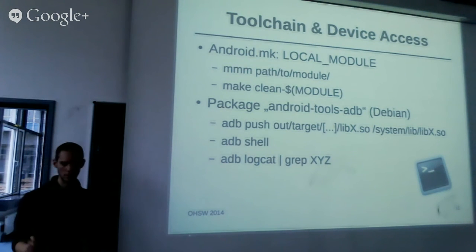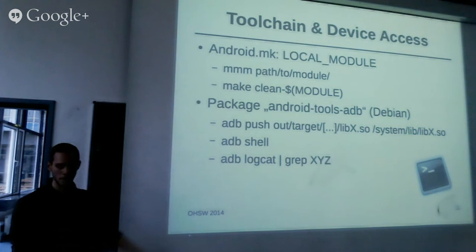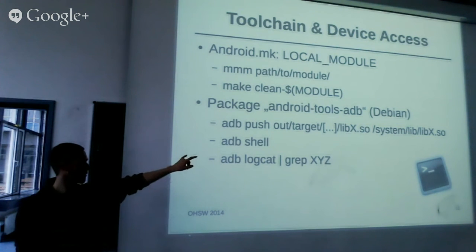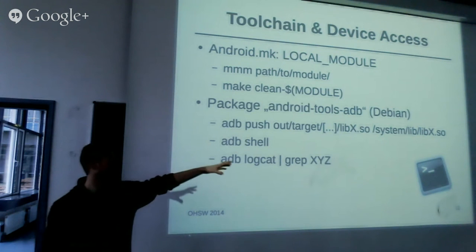Once you have successfully compiled one of the modules, you can then use the ADB tool, which, for example, in Debian is available in the package android-tools-adb. You can just install it. Then you can connect your PC and your phone with a USB cable, and it will automatically detect it. And then you can just issue the adb push command. You specify the path to the binary which you just built, and the path where it should be put on the system, on the smartphone.